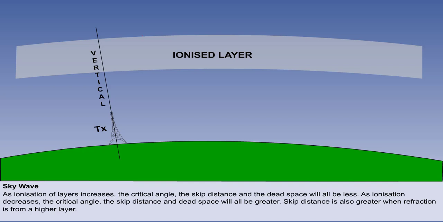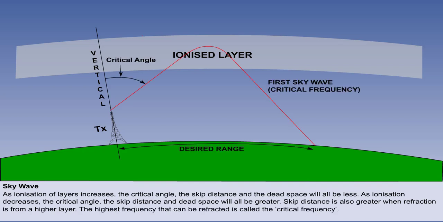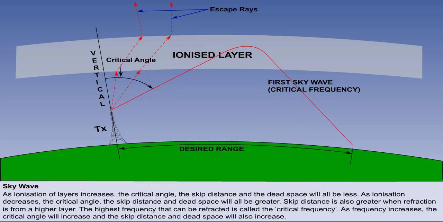Because the degree of ionization varies with solar activity, the time of day, and the angle of the sun, the ionized layers vary in their ability to refract radio waves. The highest frequency wave that can be refracted for a given range is known as the critical frequency. Any transmission above this critical frequency will not be refracted, as the radio wave has too much energy for the level of electrons in the layer, and it will pass through the layer. As frequency increases, the critical angle will increase, and the skip distance and dead space will also increase.